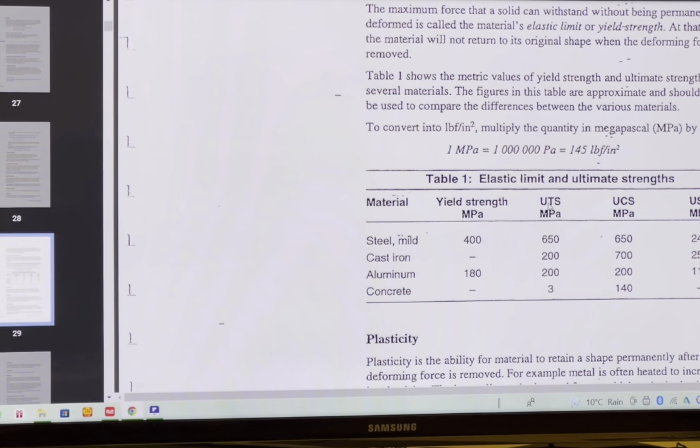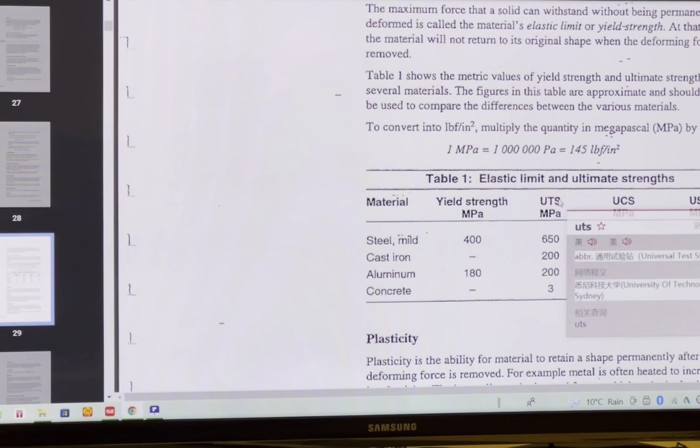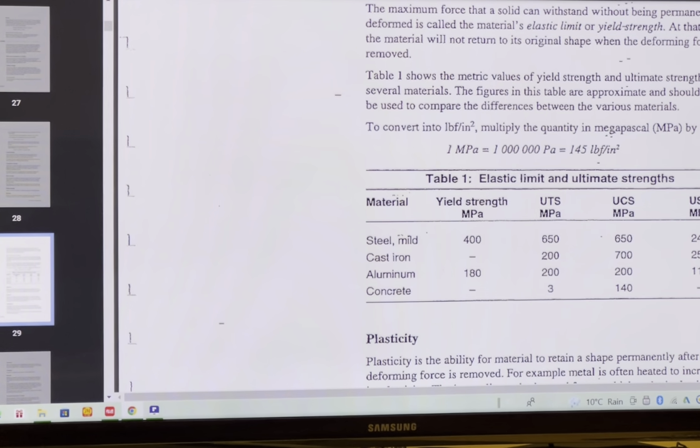UTS, what is UTS? I give you homework. UTS means ultimate tensile stress. Let me help you recall. What is UCS? UCS means ultimate compressive stress. What is USS? Ultimate shear stress. Okay, one, two, three, remember.